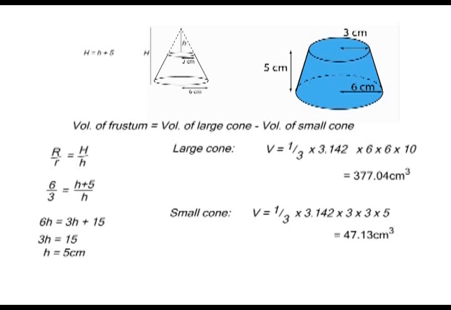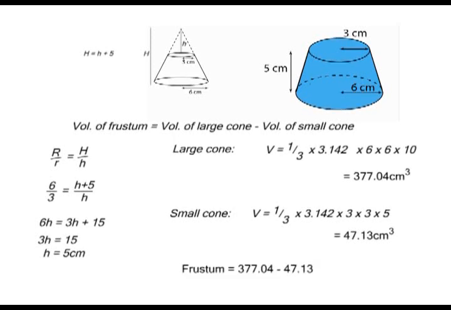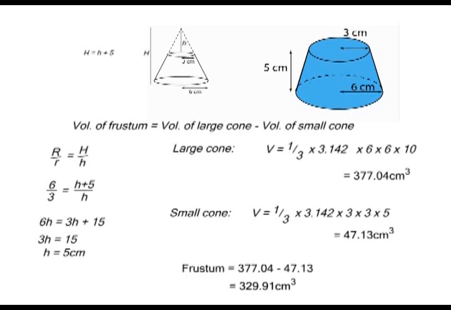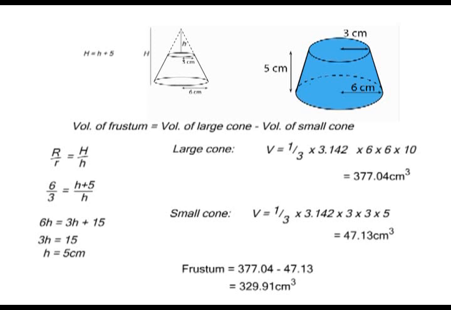Volume of the frustum is the difference between these two volumes. 377.04 minus 47.13 will give us 329.91 cubic centimeters.